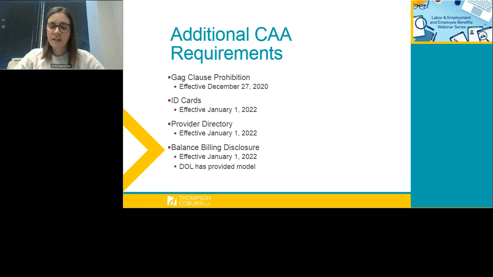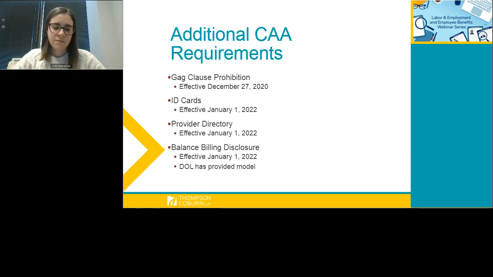Another requirement is for a provider directory. Plans must provide a website database for in-network providers. This must be periodically verified by plans at least every 90 days. Again, this goes into effect January 1 of 2022, so coming right up.